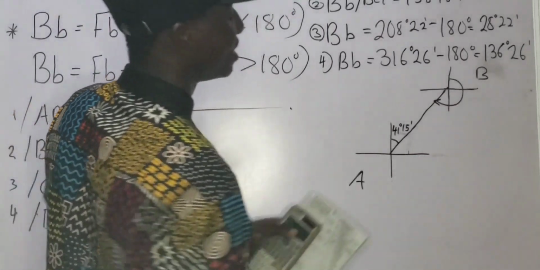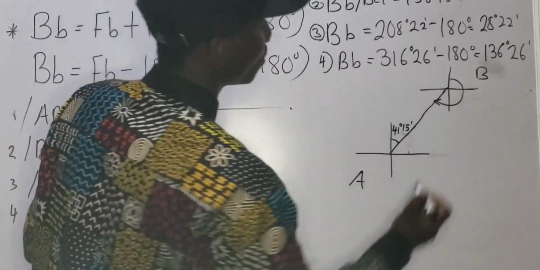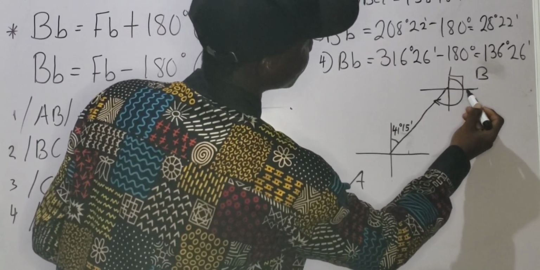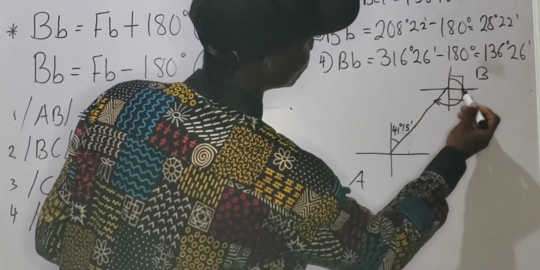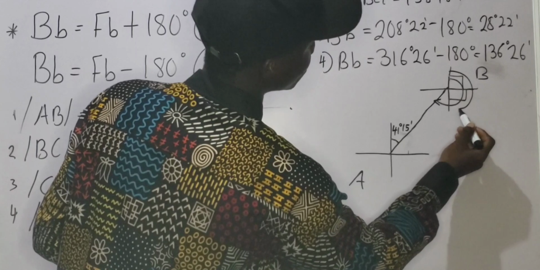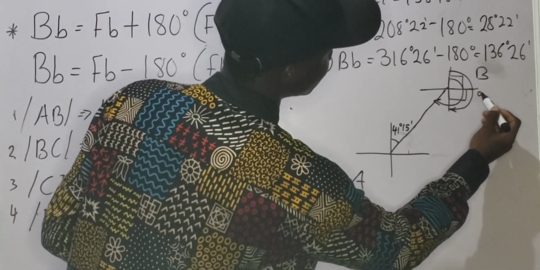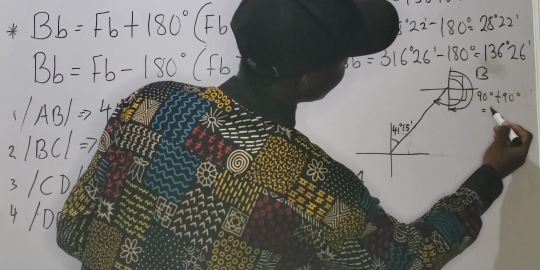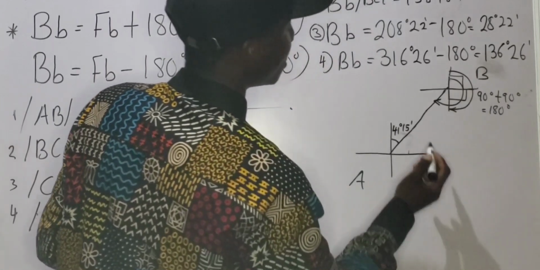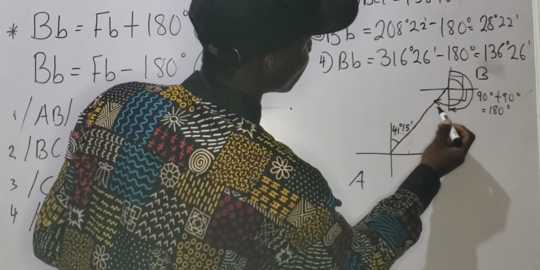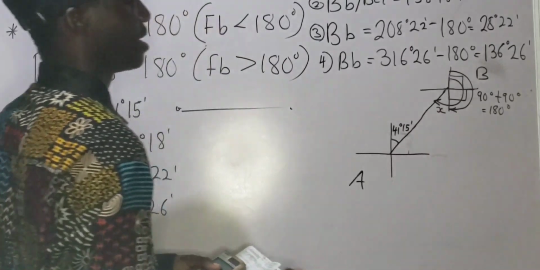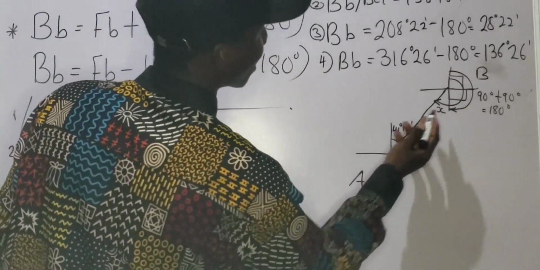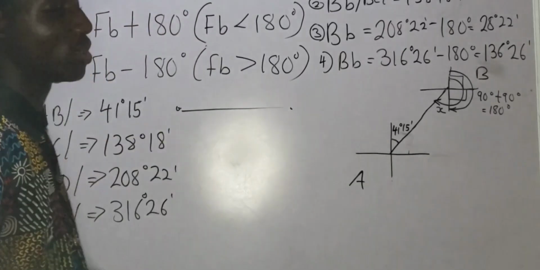In order to calculate this angle, don't forget that from this side to this side is 90 degrees. And from this side to this side is 90 degrees. So the total angle from this point to this point is 90 degrees plus 90 degrees, that is 180 degrees. Now I need to get this small angle so that I can calculate the back bearing of this angle. Now let us proceed.